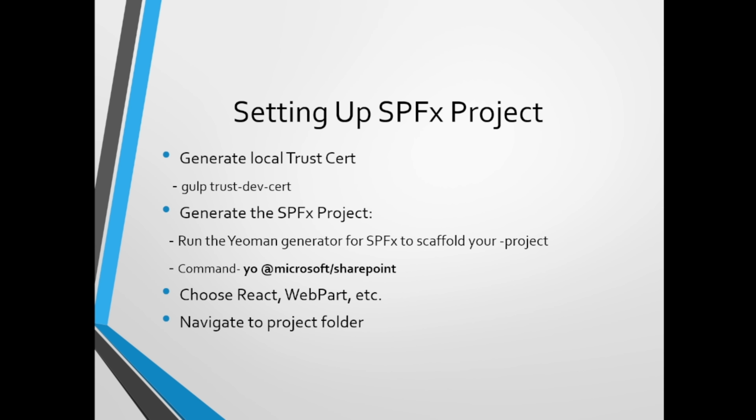Now we discuss setting up the SPFx project. Before setting up an SPFx project, we generate the local trust certificate. This is the gulp trust-dev-cert command we need to run in PowerShell as administrator. It generates the local trust certificate to give access to your SPFx project. After generating the local trust certificate, we run this command to generate the SPFx project: yo @microsoft/sharepoint. Then we need to choose the framework, like React or Angular, whichever framework we use to develop our solution.